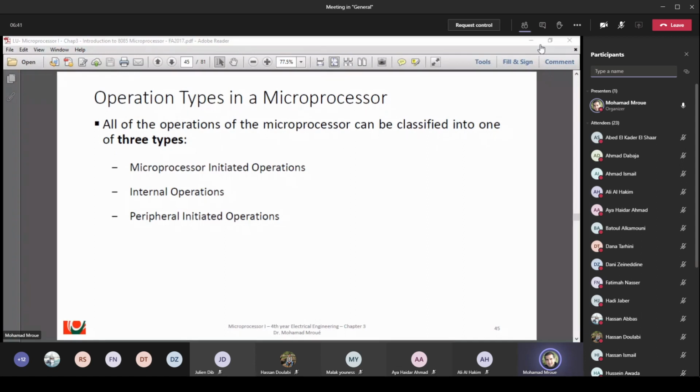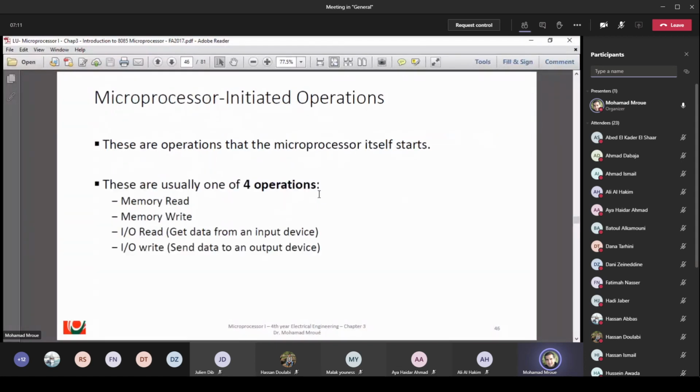Let's continue. Let's talk now about the operation types in a microprocessor, in the 8085 microprocessor. All of the operations of the microprocessor can be classified into one of three types. First, we have the microprocessor initiated operations. Second, we have the internal operations. And third, we have the peripheral initiated operations.